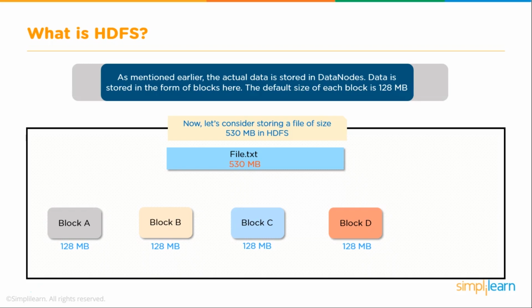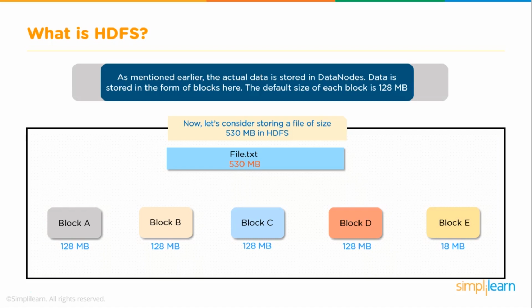So we are talking about 256 plus 256. That basically makes it around 512, which would not be enough for your 530 MB file. That's why we would need one more block of 128 MB, which could hold the remaining 18 MB of data. So that's how your file would be split and stored in multiple blocks.